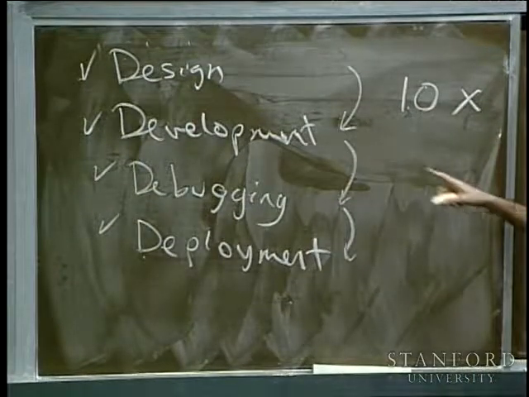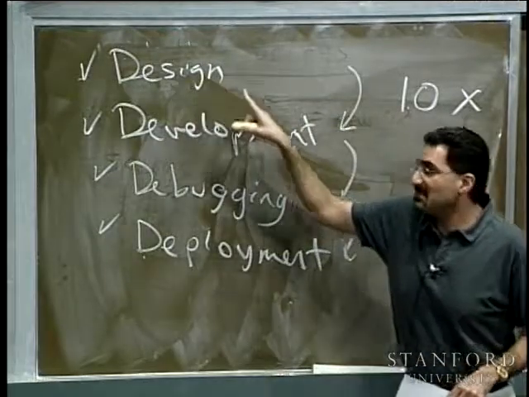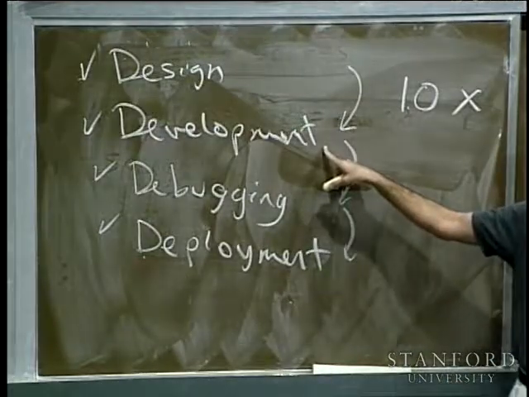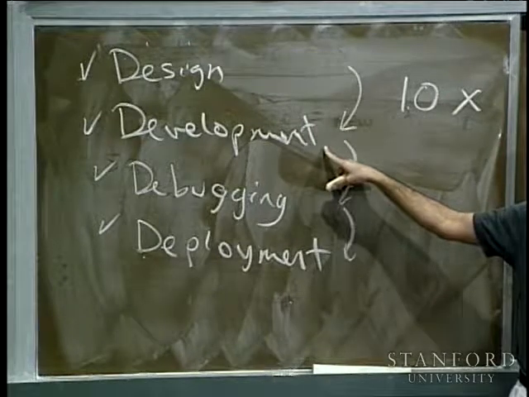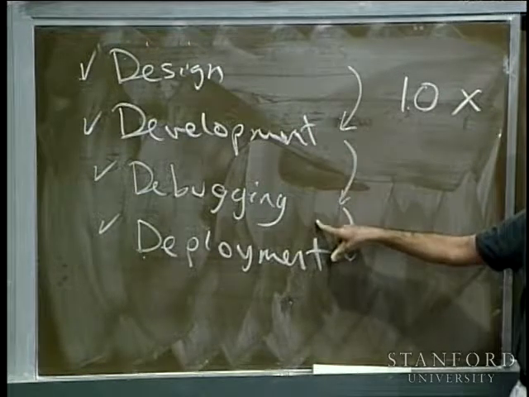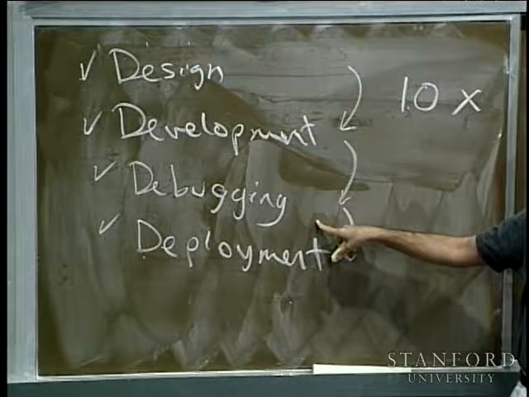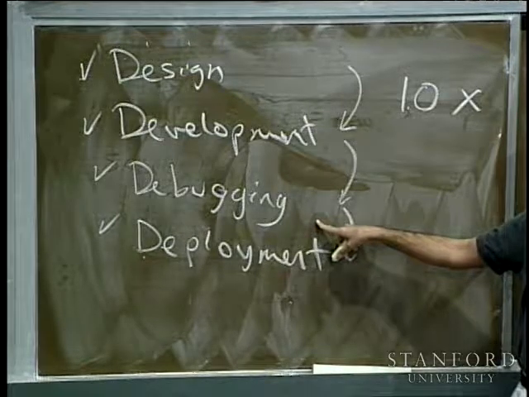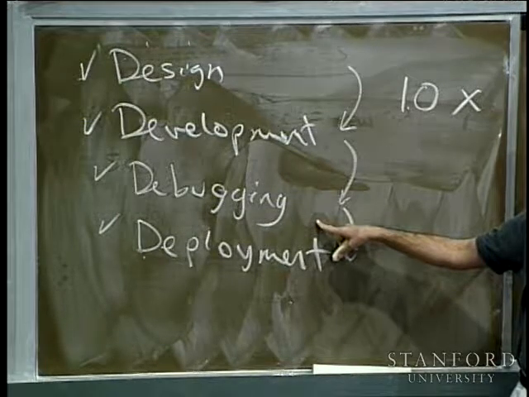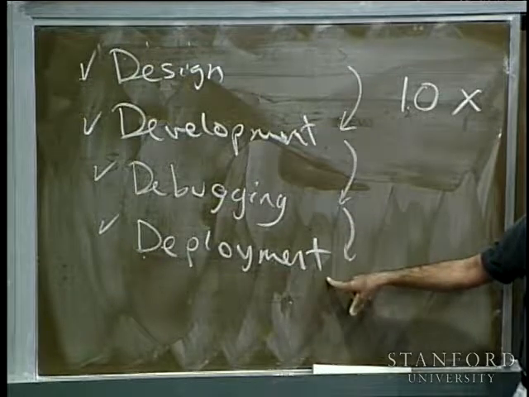Which means if you come up with a bad design for something, you're going to spend 10 times as much time writing the code for that bad design. And the bugs that come up as a result of bad design are going to be 100 times as costly to fix. And once that software gets shipped out into the field and the only way to fix it is to issue a new version, that's 1,000 times more expensive.